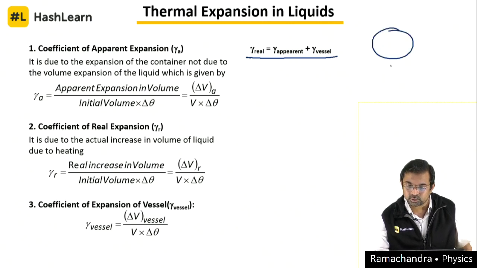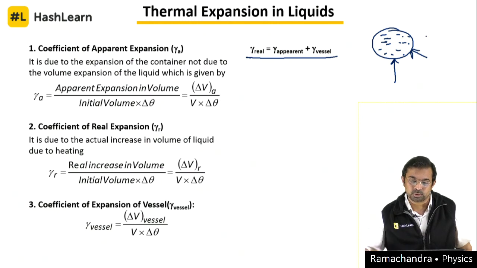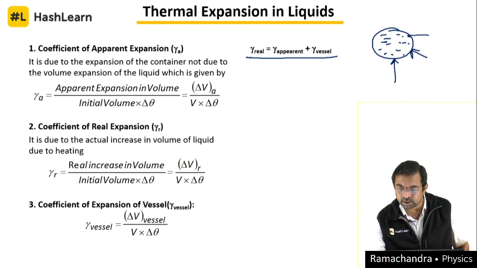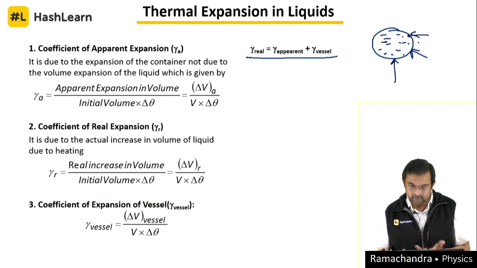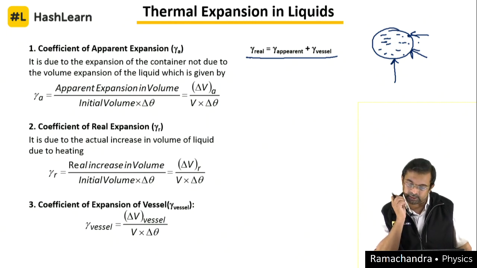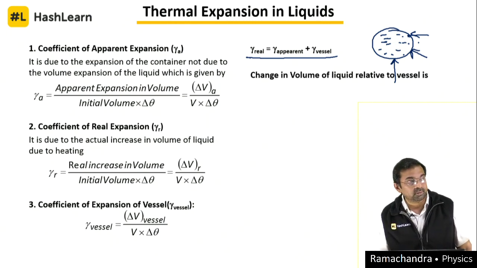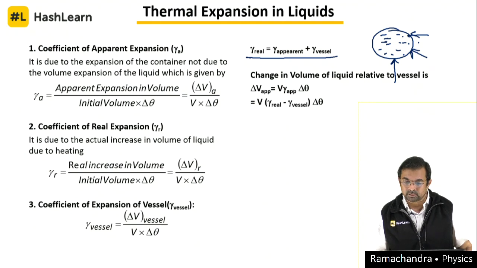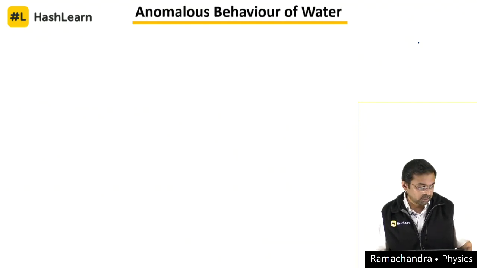Let me try to explain a little bit of this one. When you are heating a particular vessel which is filled with liquid, along with the liquid the material of the vessel is also going to expand, for which generally the height of the liquid will decrease in the beginning, and after that it will increase. So that is the reason why we have to take care of all these apparent expansions and real expansions. So the change in volume of a liquid relative to the vessel can be given with these formulas.